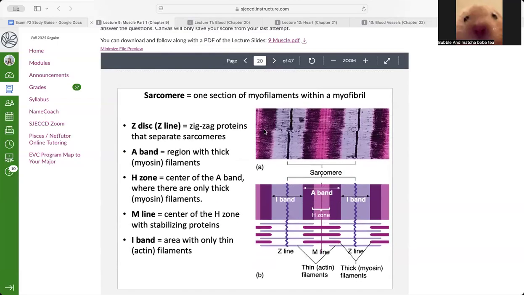Okay, so this is the model right here. It's a little bit confusing to memorize. Basically the Z line is right here, on the outside. The H zone, think of it as heavy, and the A band, think of it as an A plus, is in the middle. So A's in the middle, and the H zone's right here. The M line, think of it as the middle line. So it would be: M line, A band, H zone, I band, Z line.